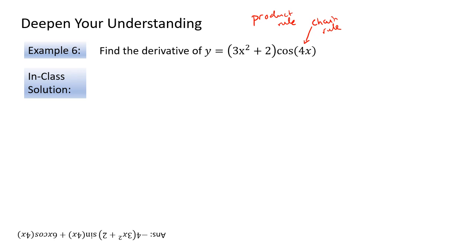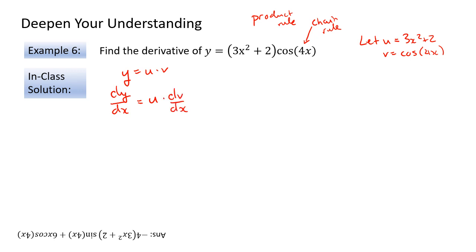Okay, so starting with the product rule, I'm going to let u equal 3x squared plus 2 and v equal the cosine of 4x. Okay, so just setting them to each one of the functions in the initial equation. So if I substitute those in, y is equal to u times v. So using the product rule, dy by dx is equal to the function u times the derivative of the function v, plus the function v multiplied by the derivative of the function u.